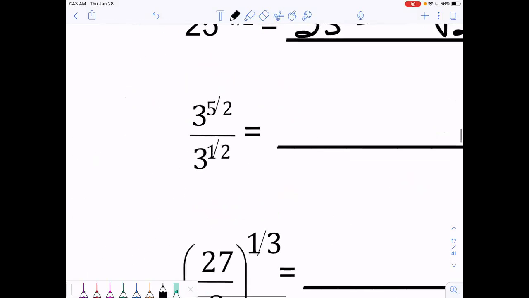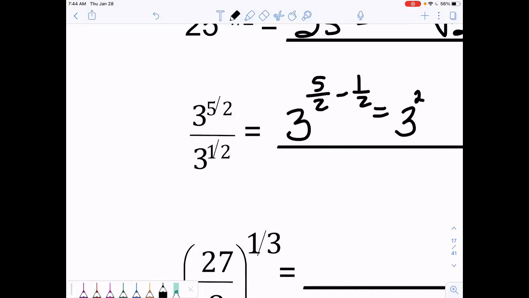So in this case, we have 3 to the 5/2 divided by 3 to the 1/2. Remember, the base has to be the same for this to work. So we're taking 5/2 minus 1/2, which is 4/2 or just 2. And 3 squared is 9. So subtract those exponents, 5/2 minus 1/2. Denominator is the same, we can subtract them.